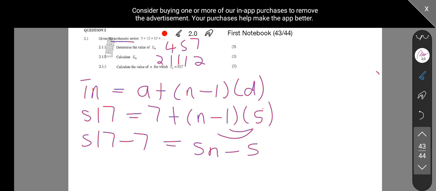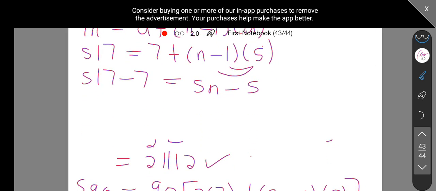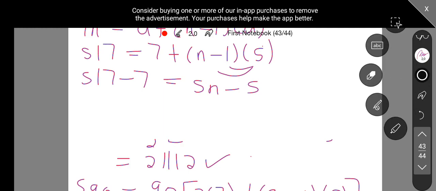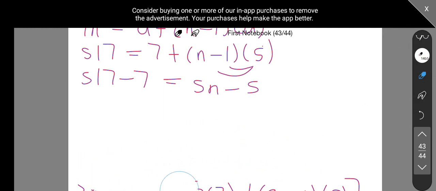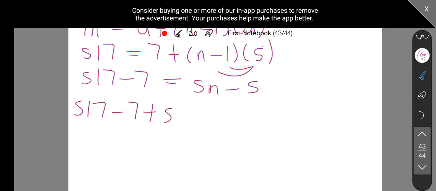Let's add all the like terms once more. So I'm just going to erase here and add the like terms. We have 517 minus 7, and this one is going to be positive 5 because it crosses the sign. It's equal to 5n. So what is 517 minus 7 plus 5? That gives us 515. So we can say that 515 is equal to 5n.